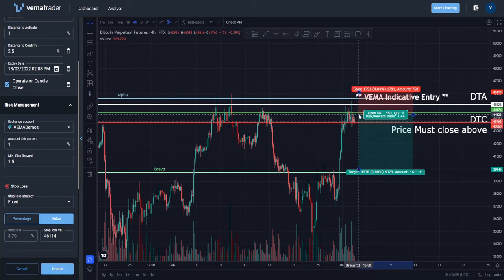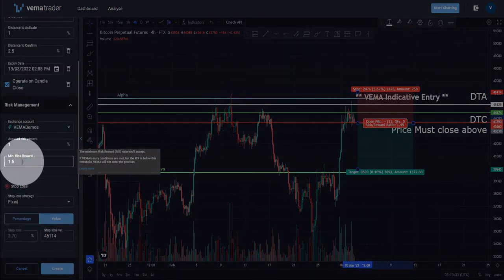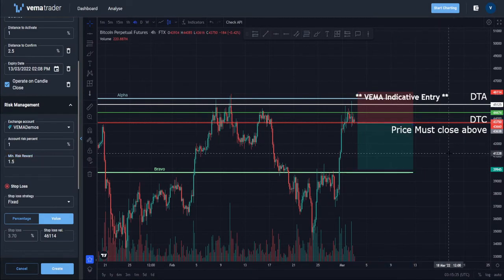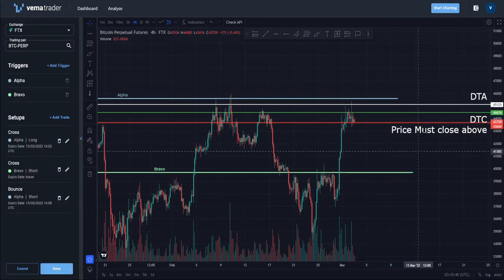And our risk to reward is still above our minimum risk to reward, right? It's still about a 2 to 1. Only at that red line where we get to a 1.5 does it go below the 1.5 to 1 minimum risk reward, and then VEMA will not take that trade. So hopefully that is a really good explanation of a few different entry conditions.